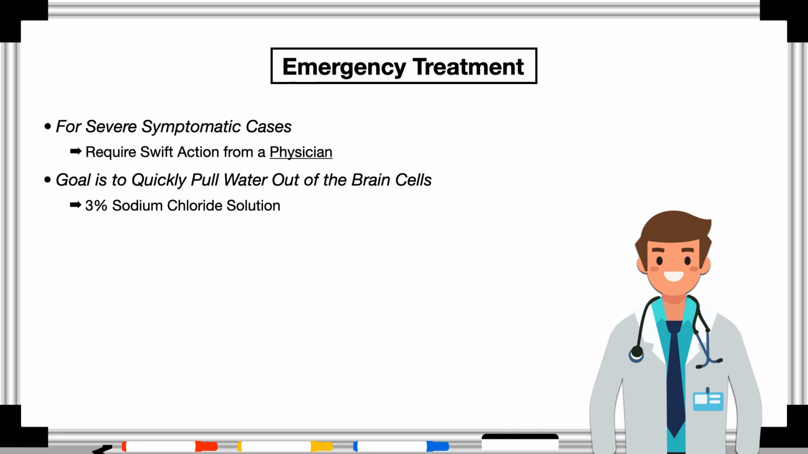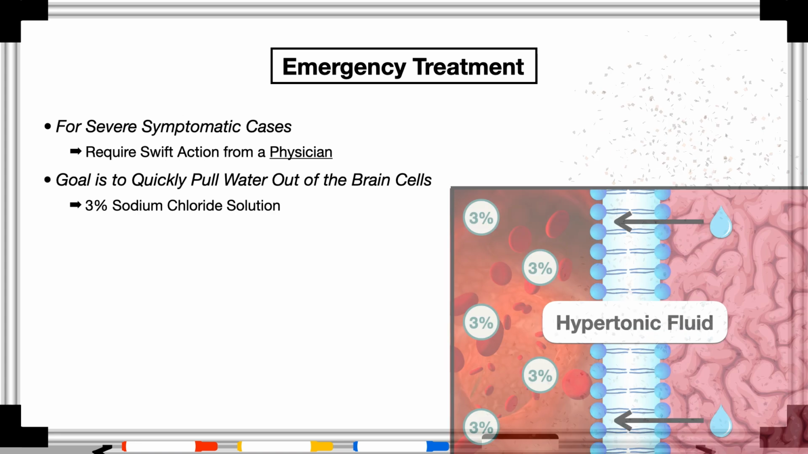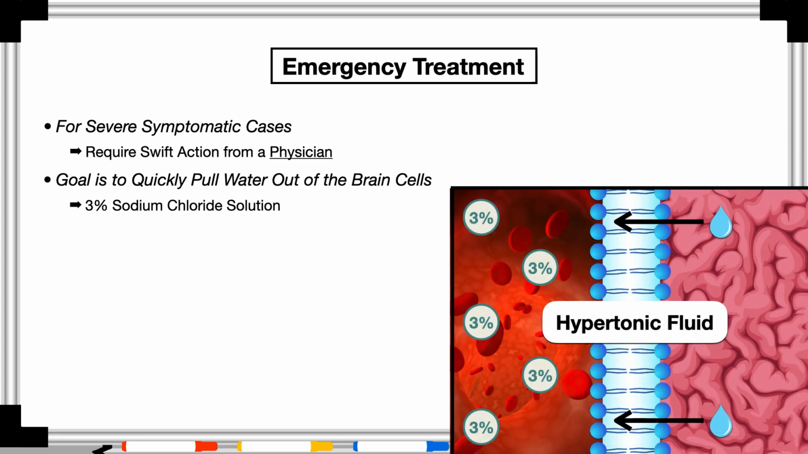The best way to do this is with a 3% sodium chloride solution. After all, as a hypertonic fluid, a 3% sodium chloride solution increases the solute concentration of the intravascular space, and water flows from the area of low solute concentration to the area of high solute concentration to establish equilibrium.